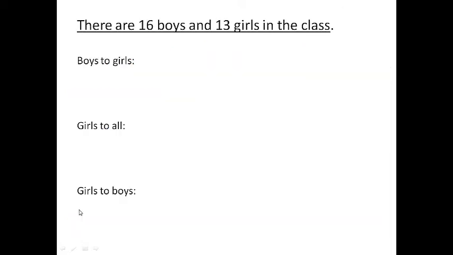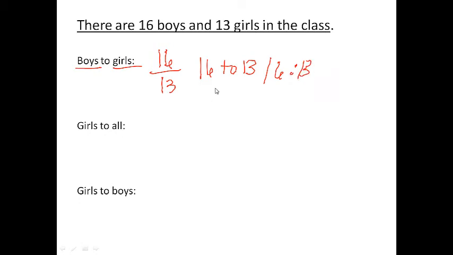Okay? Let's look at another example. 16 boys and 13 girls in the class. So we've got to list boys, then girls, because that's how they're asking. So how many boys? 16. How many girls? 13. 16 to 13. 16 with a colon to 13. And this is part to part because you are comparing 2 different items, boys and girls.